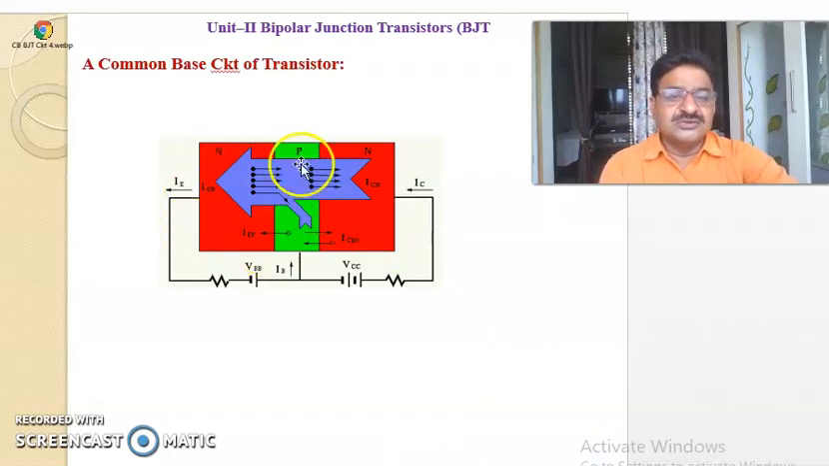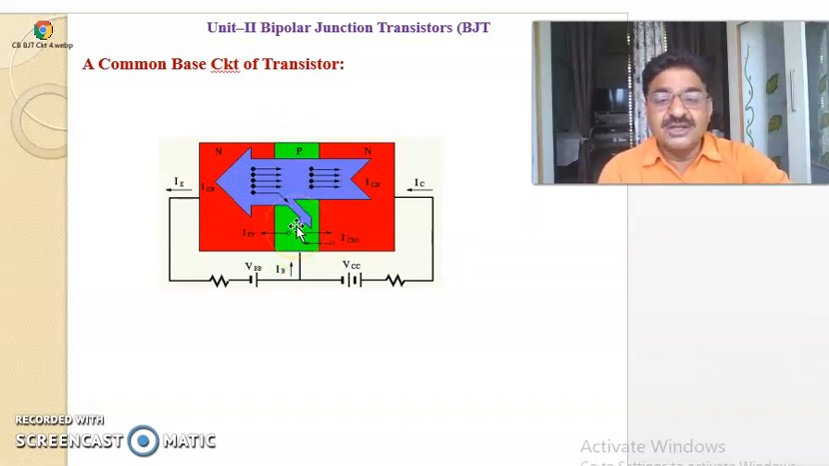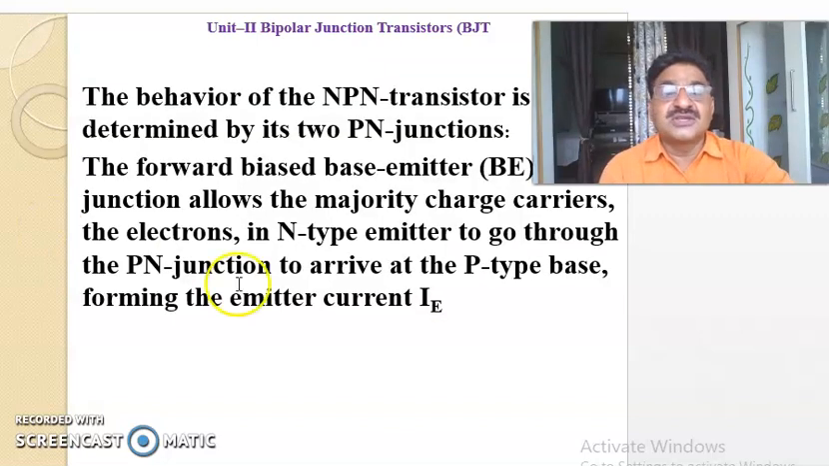Here the number of electrons is more in the n-type material. In the p-type material, the number of holes is what here? Very less. Because this is lightly doped, we say the base current depends upon what? This lightly doped p-type material. Base current depends upon doping of the material. As holes are very less, the number of electrons they allow to pass through this base is very less. So base current is very small, or we say very less.